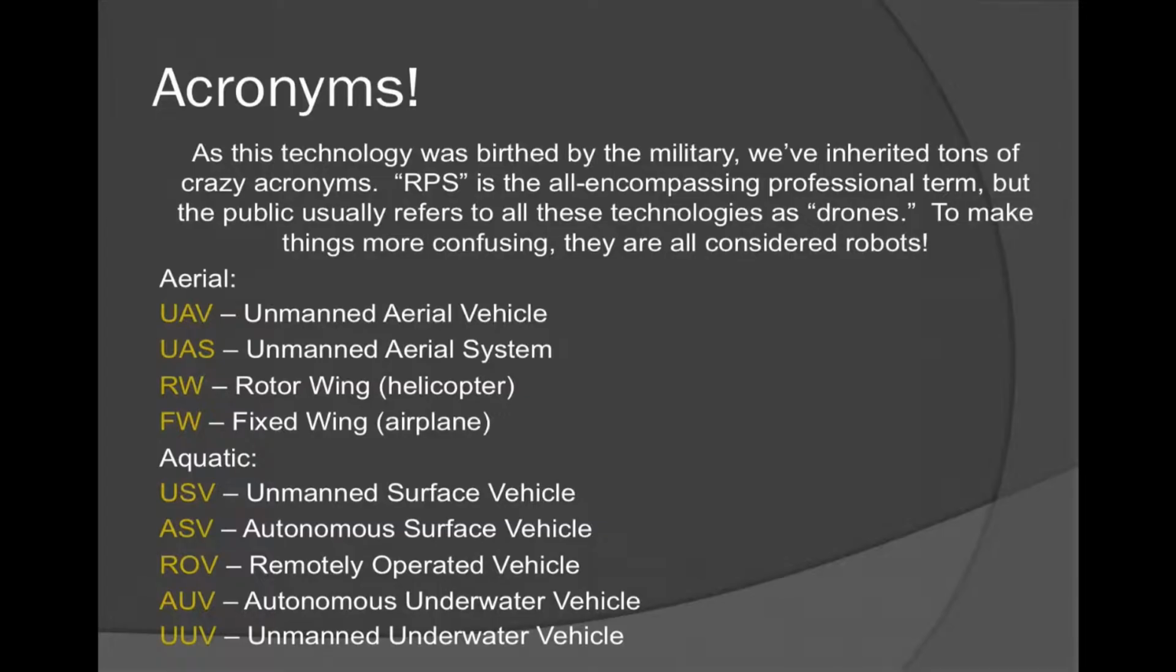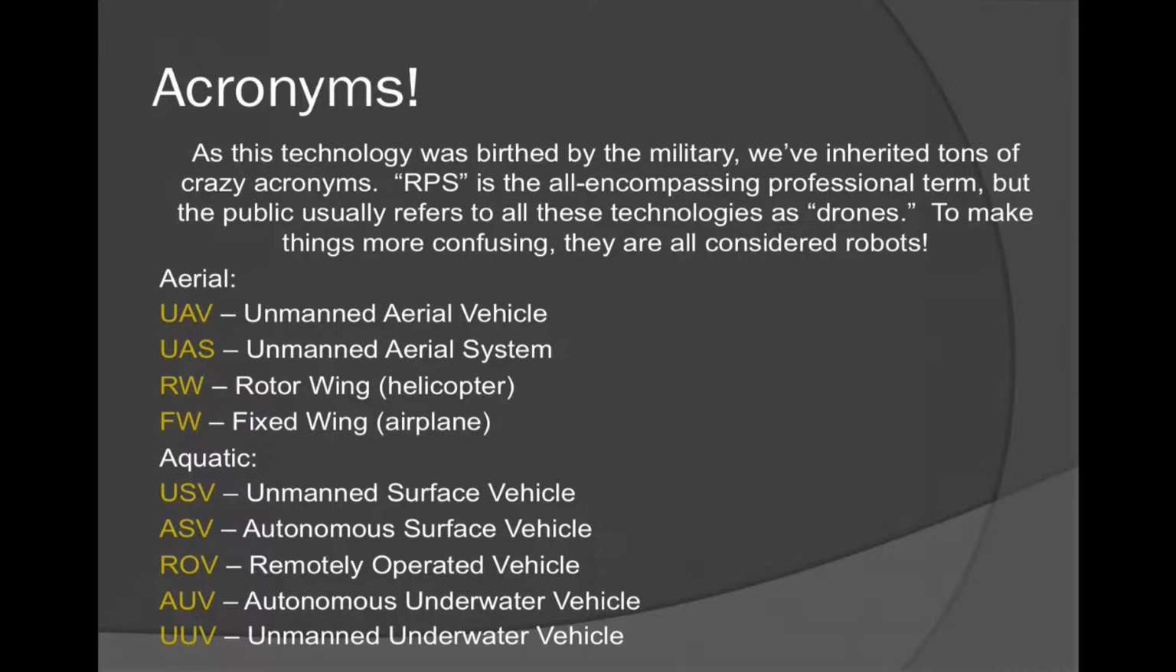So we have UAV, unmanned aerial vehicle. UAS, unmanned aerial system. There's a lot of differing opinions as to what things should be called, and so sometimes they're a little bit redundant. When you get to the aerial stuff, you have RW, which is rotor wing, which is the helicopters. You have fixed wing, which is your airplane like that one up there.